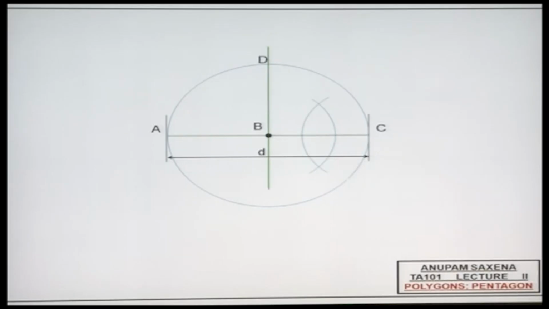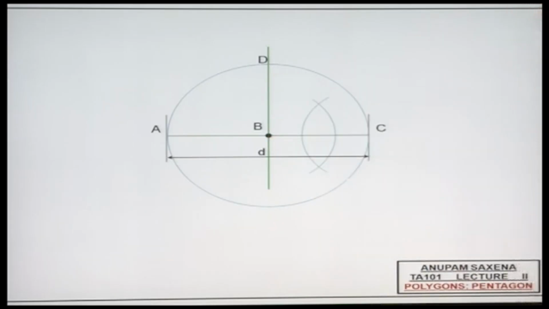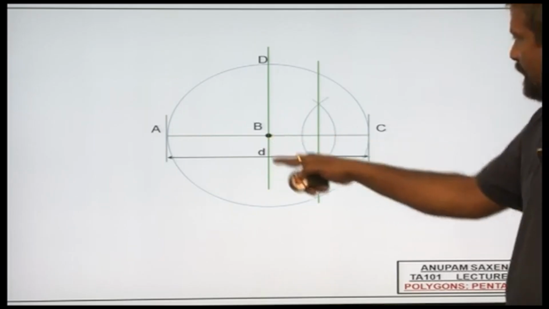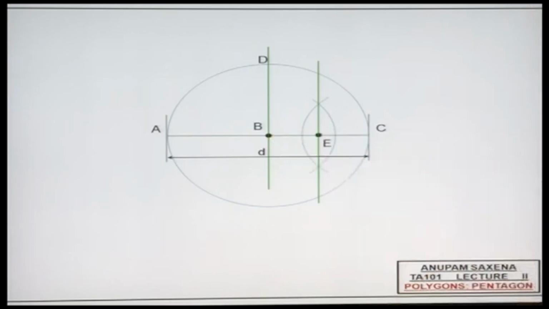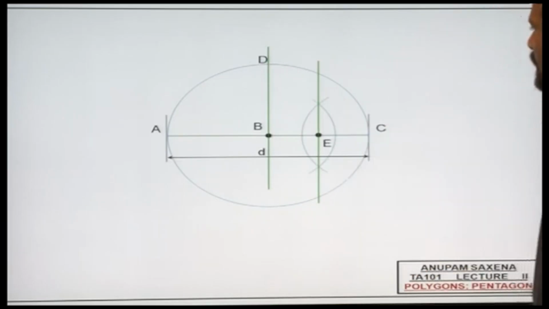Okay. We draw a vertical passing through B, intersecting the circle at D. So, once we bisect this line segment BC, we will get a point over here. Let us mark it E. Now, notice that we are going to be working with distance DE.